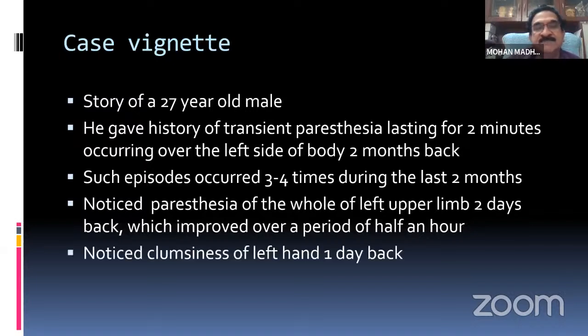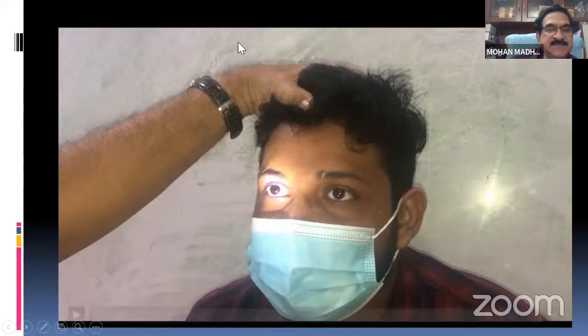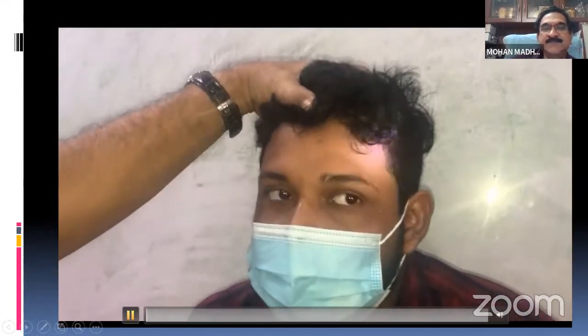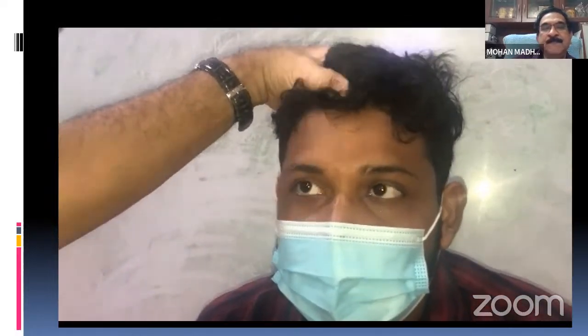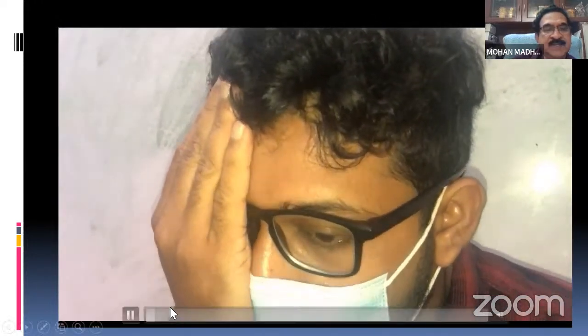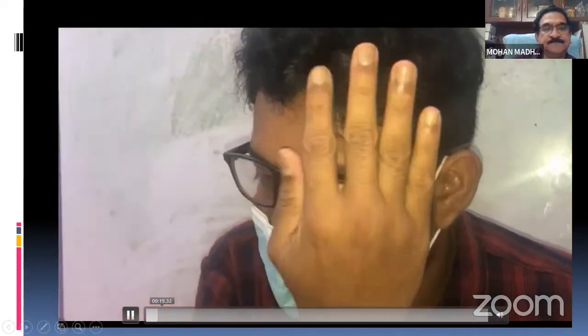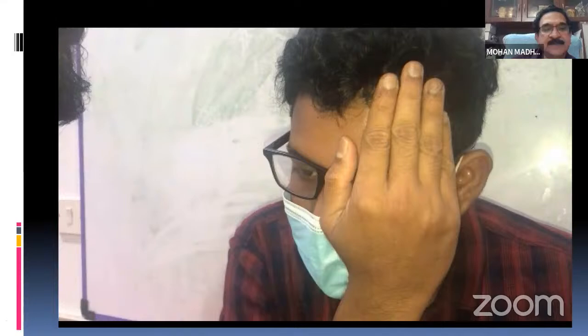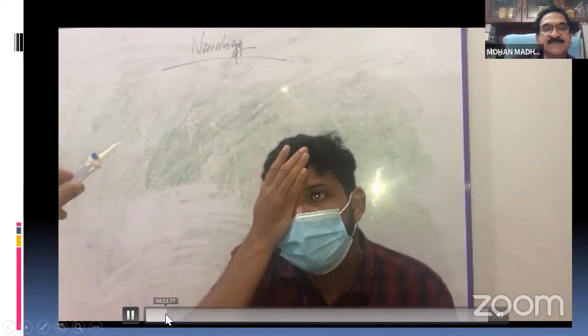Along with that, he noticed clumsiness of the left hand 1 day back. So this is the story: episodic paresthesia on the left side of the body, occurring 3 to 4 times in the last 2 months. Now for the last 2 days, he has weakness as well as numbness of the whole left upper limb. This is the examination. His pupils were normal. The ocular movements were normal. There is no field deficit. Nothing else in that part. Field testing is also normal.